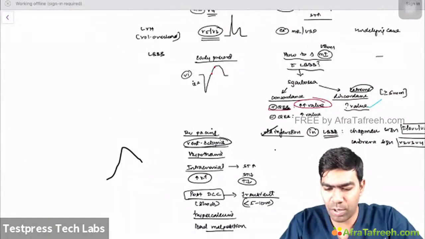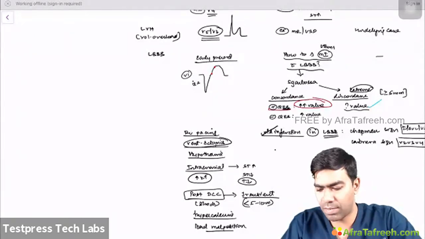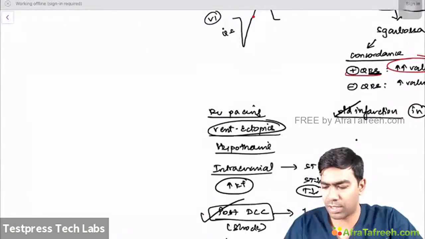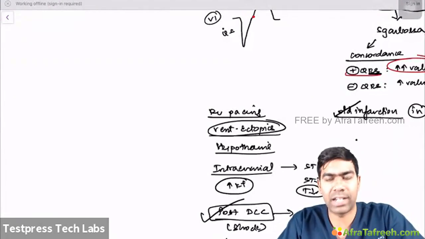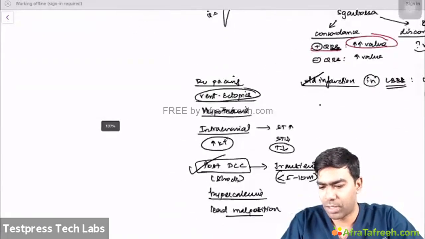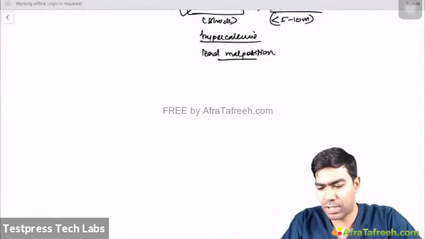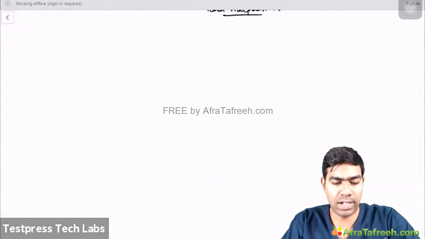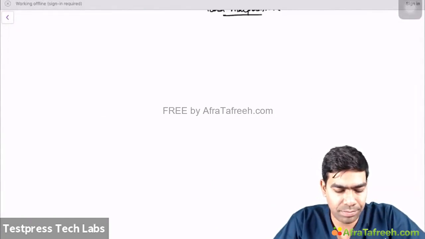The other causes which I have told you, like RV pacing and so on, are not really important, even though DC cardioversion may be a practically important thing. So that's why it might be a little important. Clear? So if you have understood ST elevation, then I'll tell you the causes of ST depression. Do you understand?